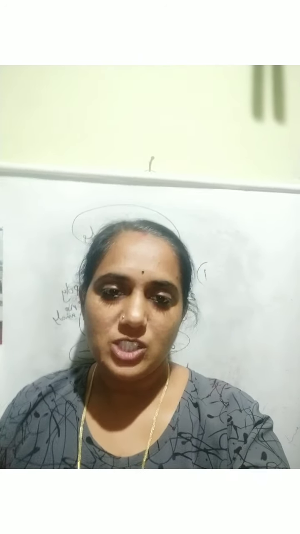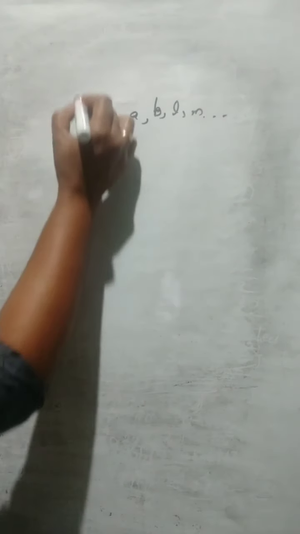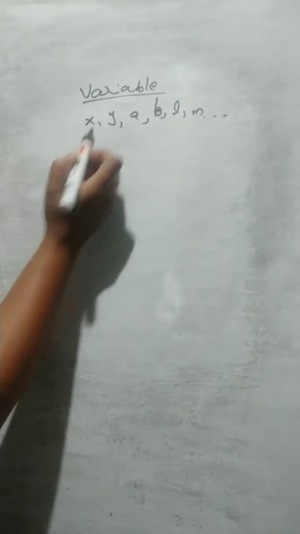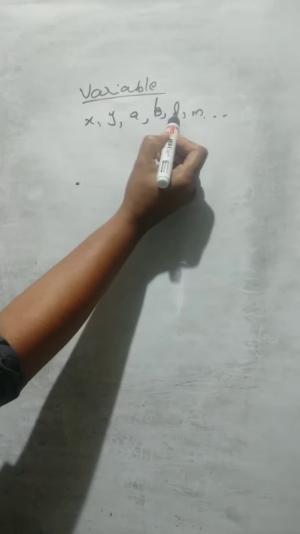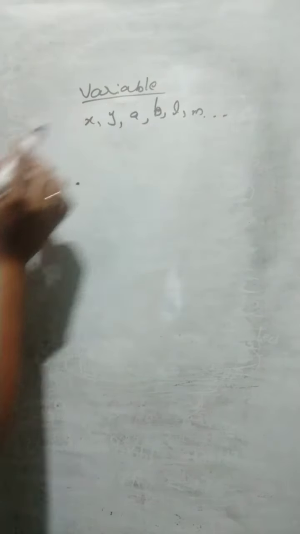Hello dear children, you all know about algebraic expressions. Now we can study more about these algebraic expressions. You all are familiar with variables like A, B, C and so on. Some examples are X, Y, A, B, L, M and so on. We can use letters, and these letters are used as variables.